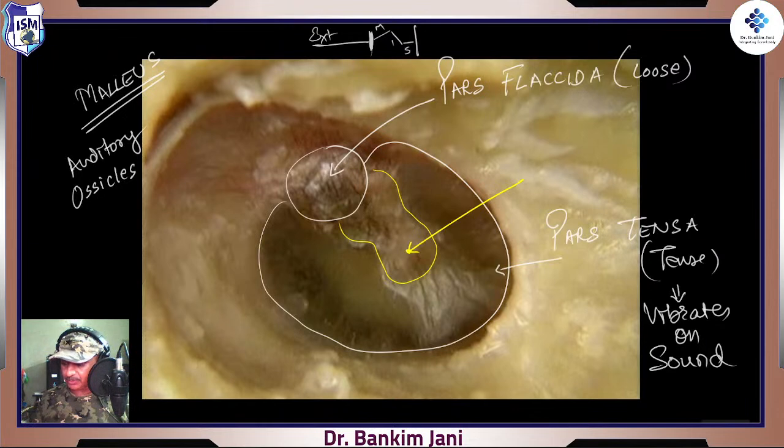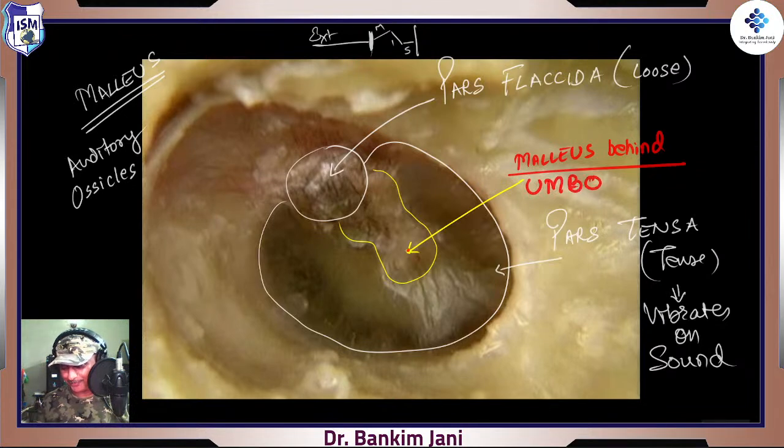This portion where the malleus is connected has a very nice name, umbo. Its name is umbo. So umbo is the place where the malleus is connected, right?